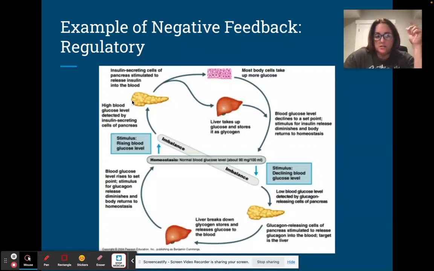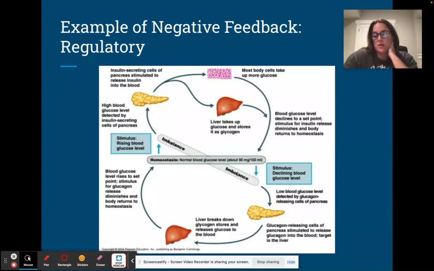Once the pancreas is stimulated, it secretes a hormone called insulin. So it will start the production and secretion of insulin. And insulin docks on the surface of muscle cells and, well, any body cell, but the body cells and liver. And that causes blood glucose to move from the bloodstream into the cells. When that happens, that decreases the overall blood glucose level, and we go back to set point. So homeostasis has been restored.